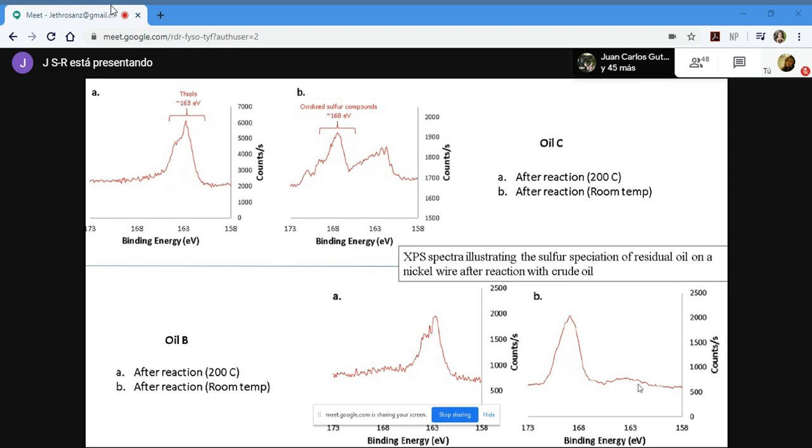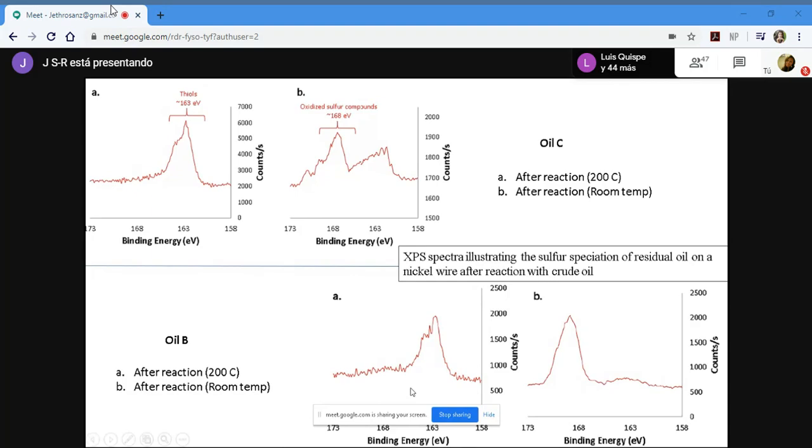We also reacted these metal wires, the nickel wires, with crude oil at room temperature. And as you can see, the sulfur spectrum of the oil that remained bound to the wire at room temperature has both oxidized and reduced sulfur peaks. So what this seems to be indicating is that not only does nickel have an affinity for sulfur in crude oil, but nickel may also be helping to catalyze the reduction of sulfur from its oxidized state into its reduced state.